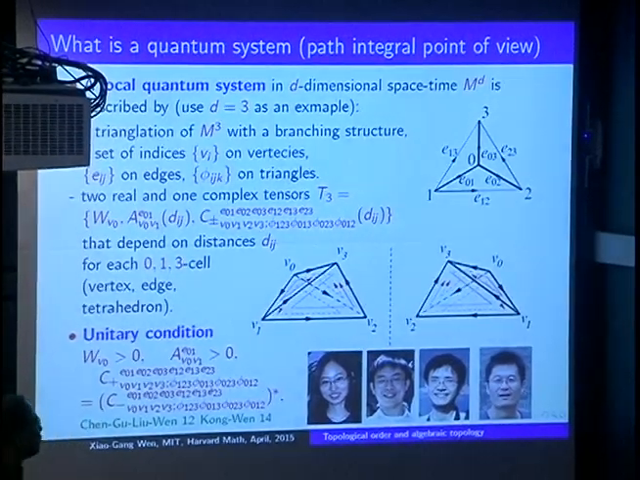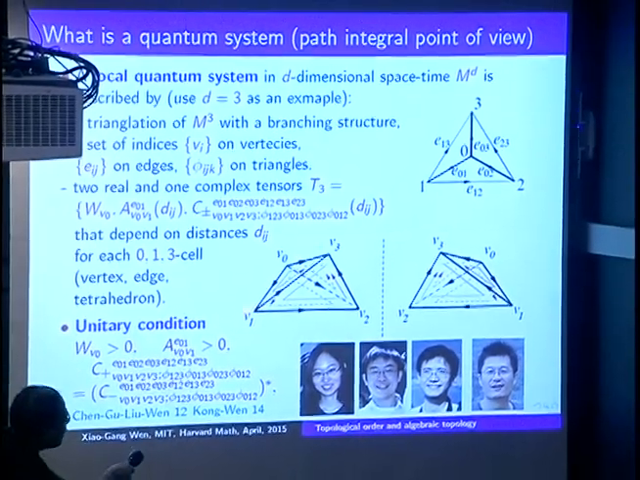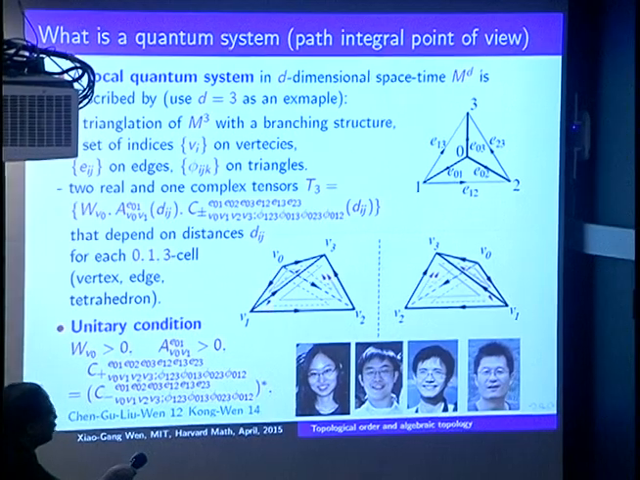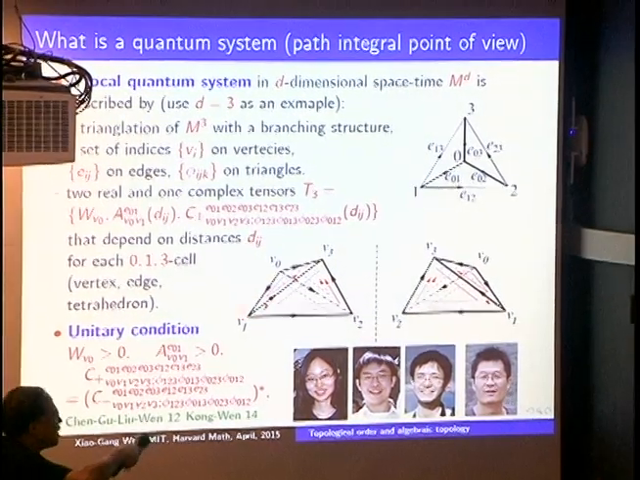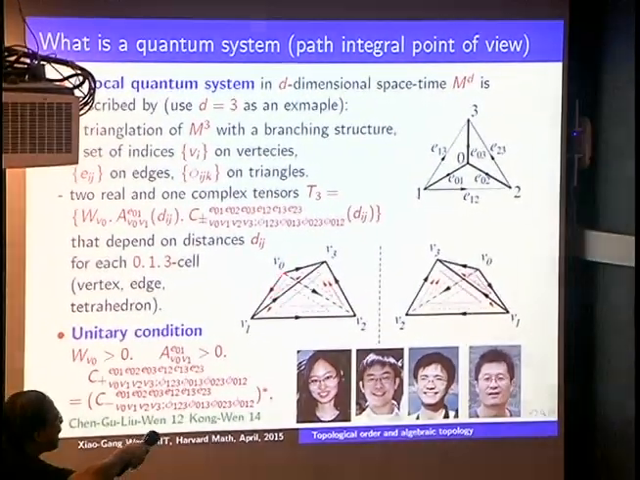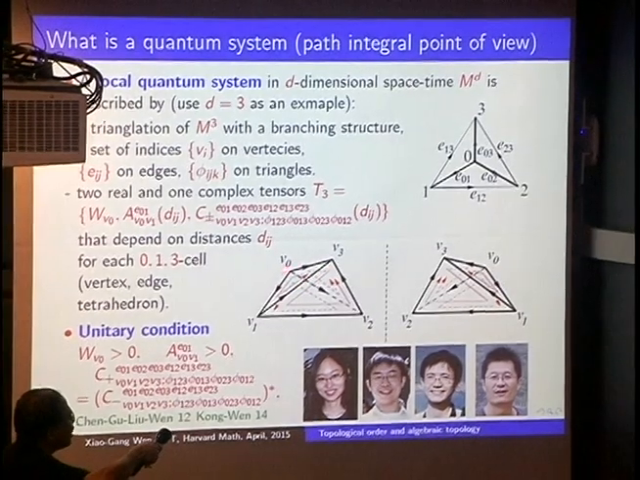So the branching structure basically is that on every triangle, the arrows are frustrated. We don't have arrows circulating in one direction. Always two arrows in one direction and a third arrow in the opposite direction.